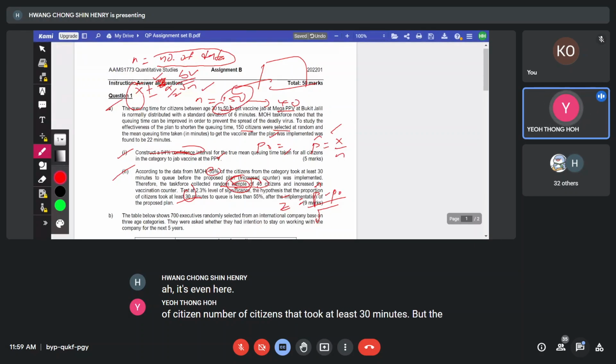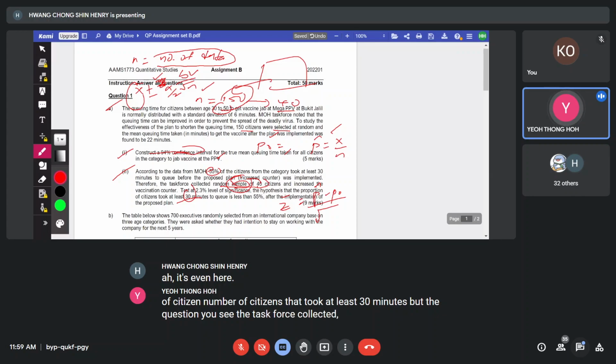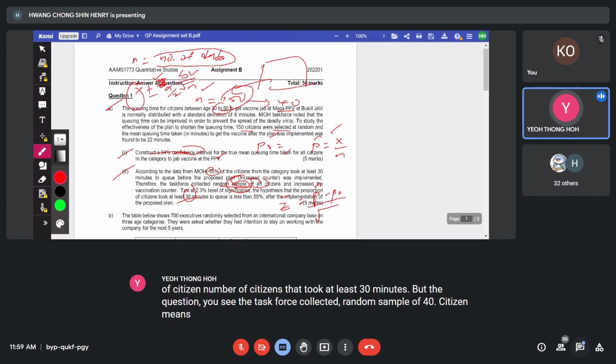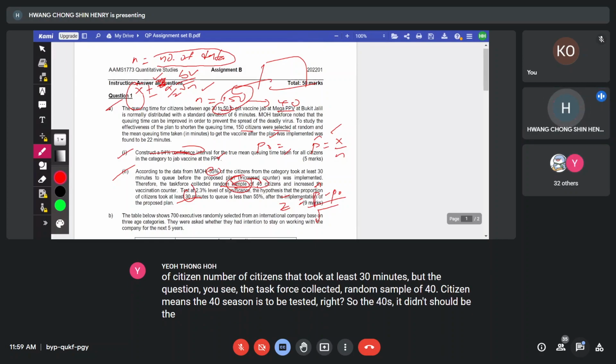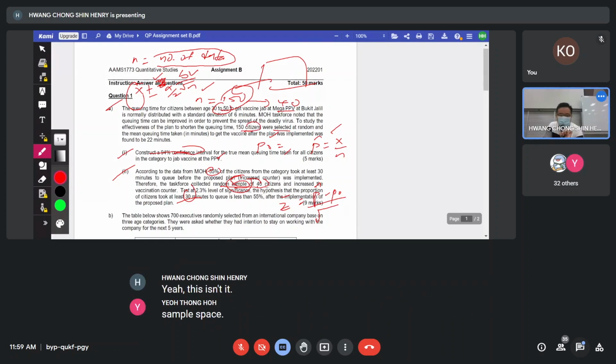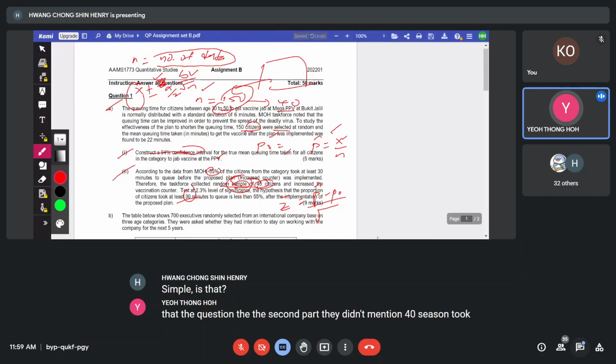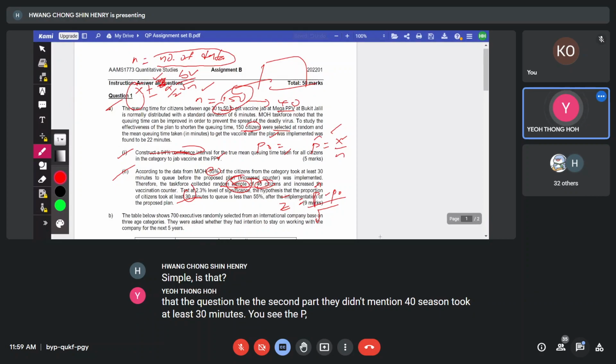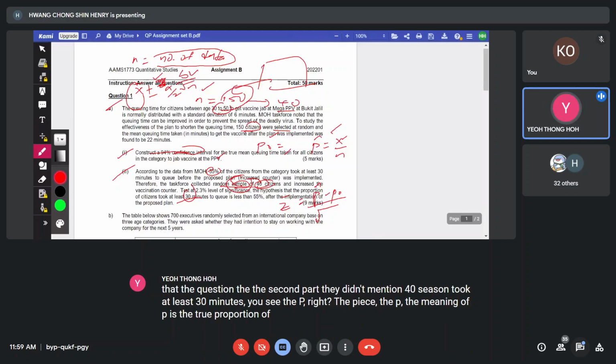But the question, you see, the task force collected a random sample of 40 citizens, means the 40 citizens are to be tested, right? So the 40 citizens should be the sample space. This citizen and this citizen is the same sample, but X, the second part, they didn't mention 40 citizens took at least 30 minutes. You see the P, right? The meaning of P is the true proportion of the citizens that took at least 30 minutes to queue.